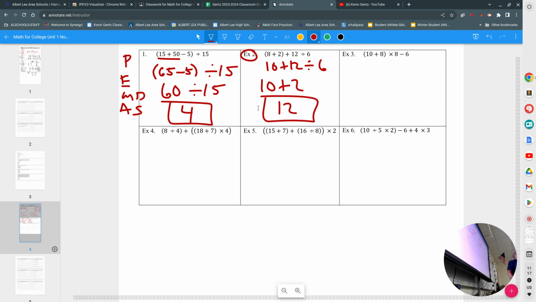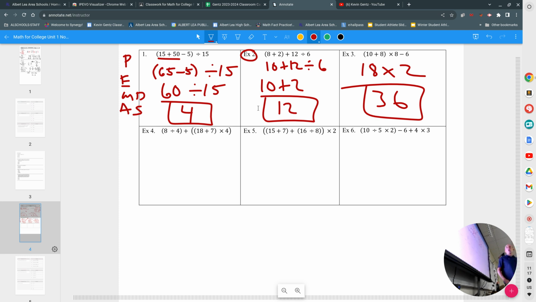Example 3. Watch me do this. This is what you do on the test. I'm just trying to show you exactly what you do. You look at this, you go 18 times, and 8 minus 6 is 2. I got 36. Whoop-de-whoop, let's go. Sounds pretty good when you're doing it, doesn't it?